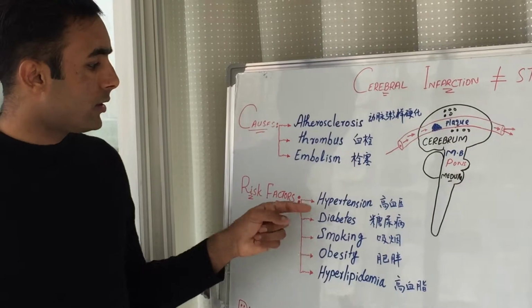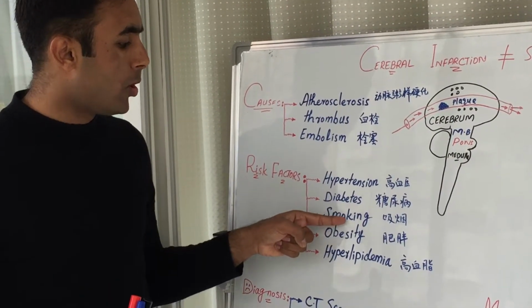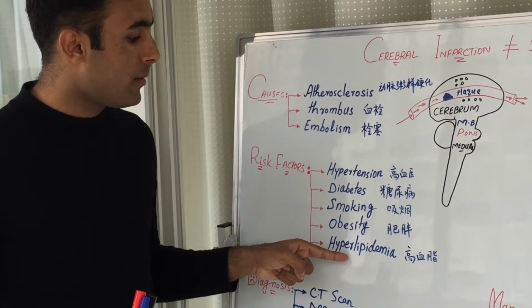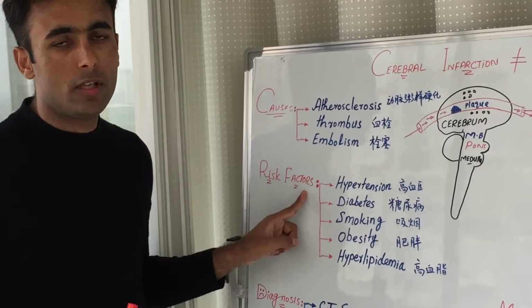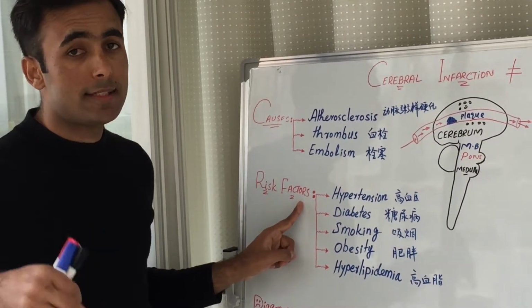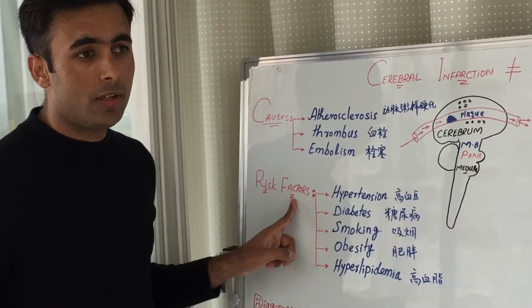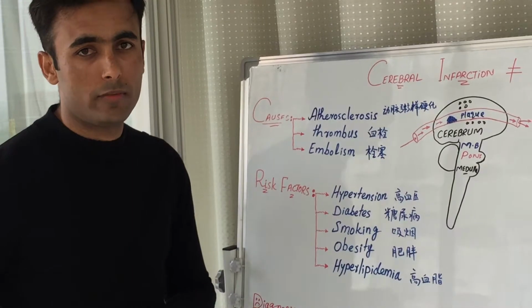So these are the five causes. Again, let me explain: hypertension, diabetes, smoking, obesity, and hyperlipidemia. So these five are the risk factors. It means they are not directly causing it, but they give high chances. If the patient has these risk factors, they have high chances to develop cerebral infarction.